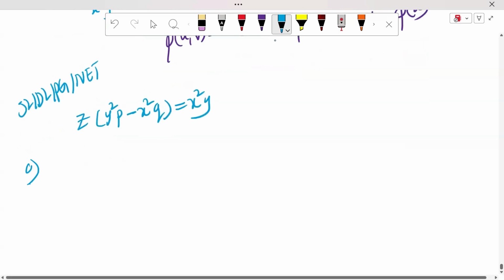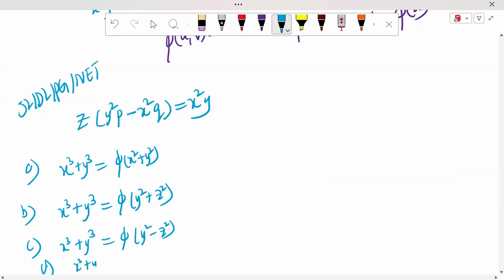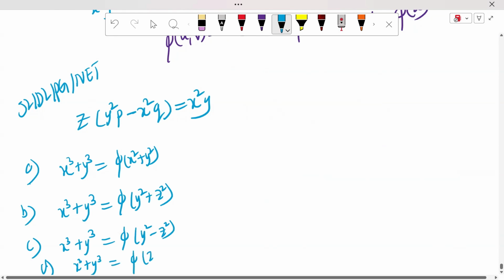option A is x cube plus y cube is equal to phi of x square plus y square. Option B, x cube plus y cube is equal to phi of y square plus z square. Option C, x cube plus y cube is equal to phi of y square minus z square. Option D, x cube plus y cube is equal to phi of z square minus y square. These are the given options. Very simple, very easy question.